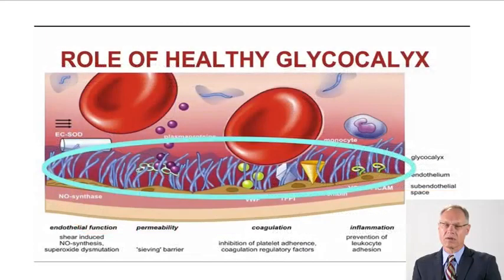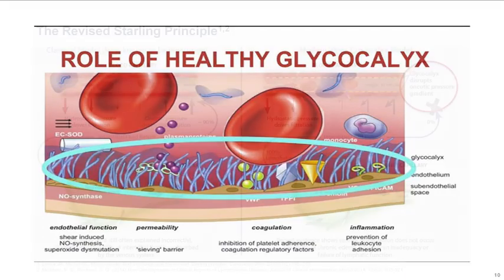The role of the healthy Glycocalyx is fourfold. It improves endothelial function. As the little hairs of the Glycocalyx move, it results in a shear force that can release nitric oxide. It decreases permeability and therefore does not allow fluid reabsorption into the veins as the classic Starling model described. It is very important in terms of coagulation and inhibits platelet adherence and has an important impact on coagulation regulatory factors. The importance of preventing inflammation by preventing leukocyte adhesion, which subsequently can increase the risk of chronic venous disease.